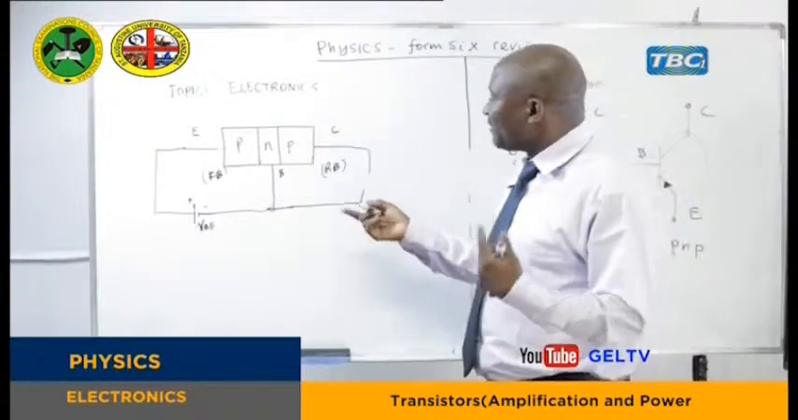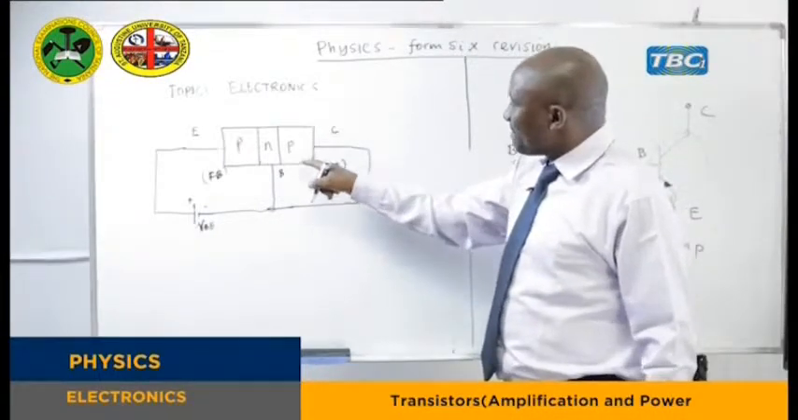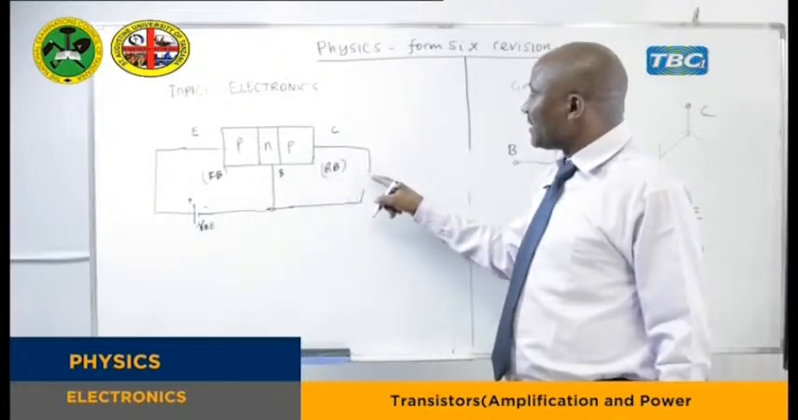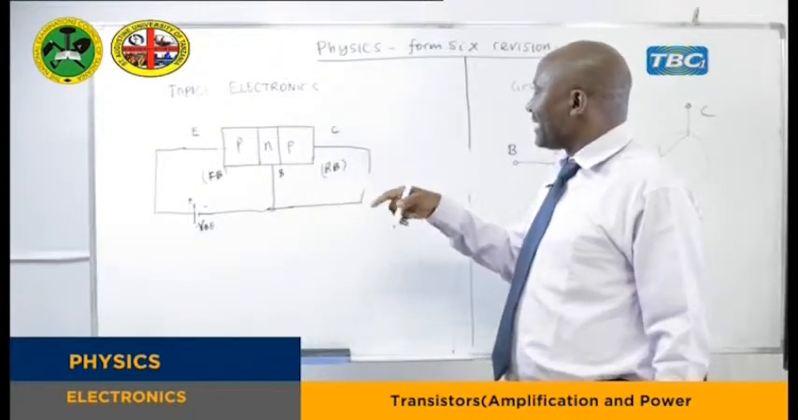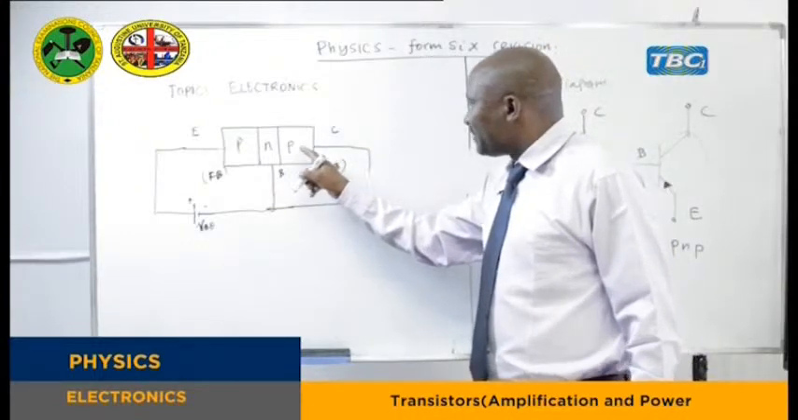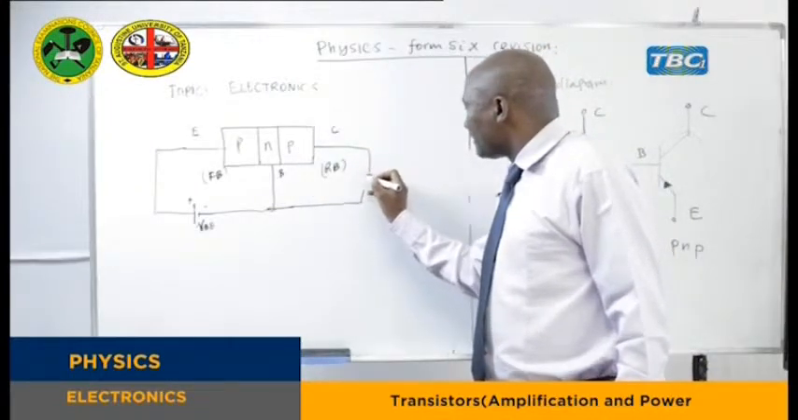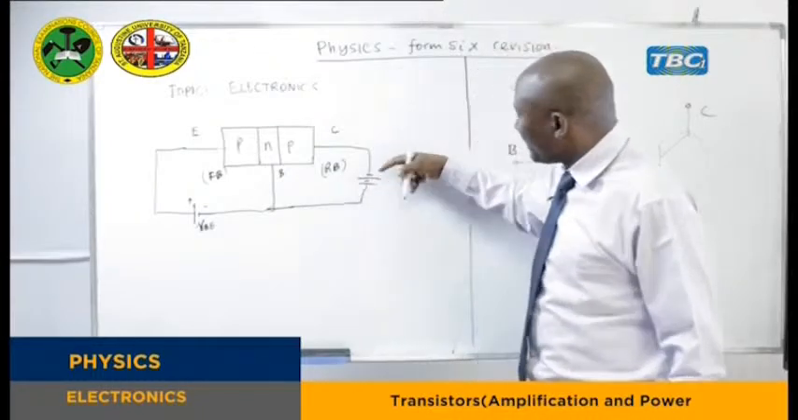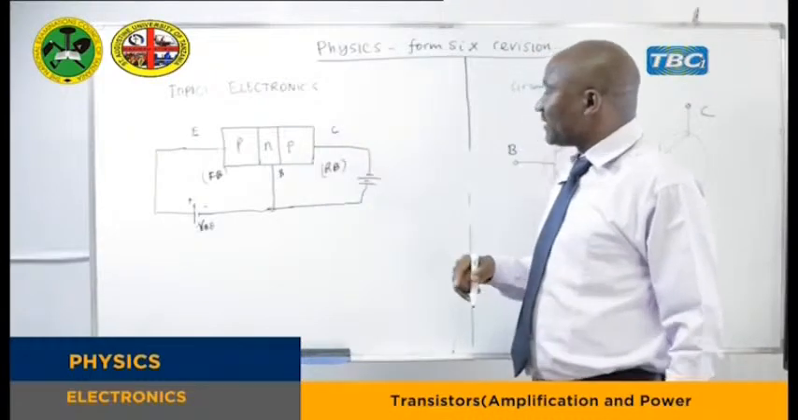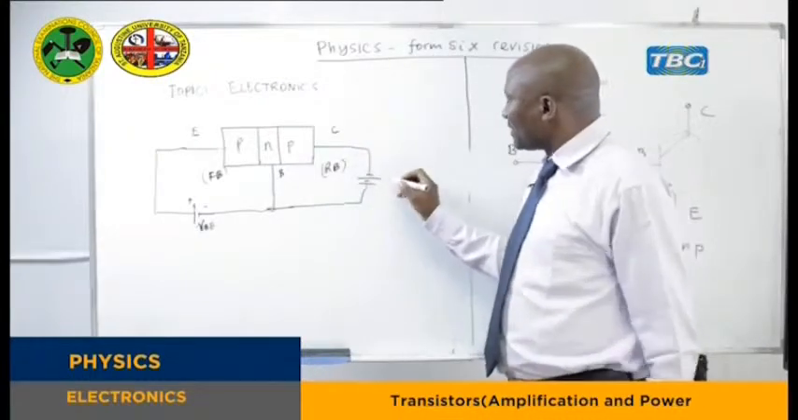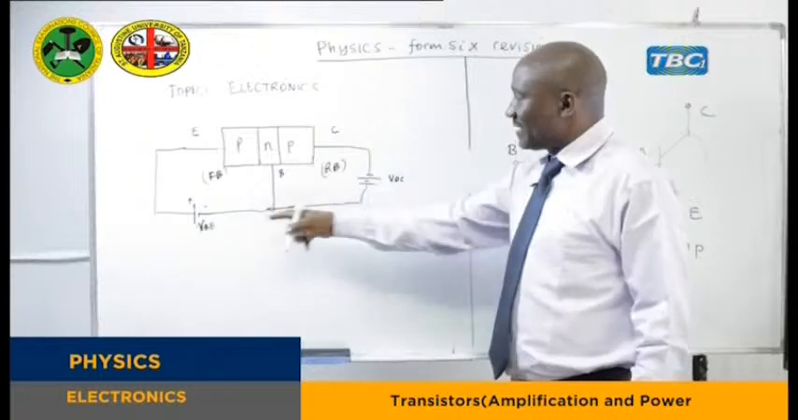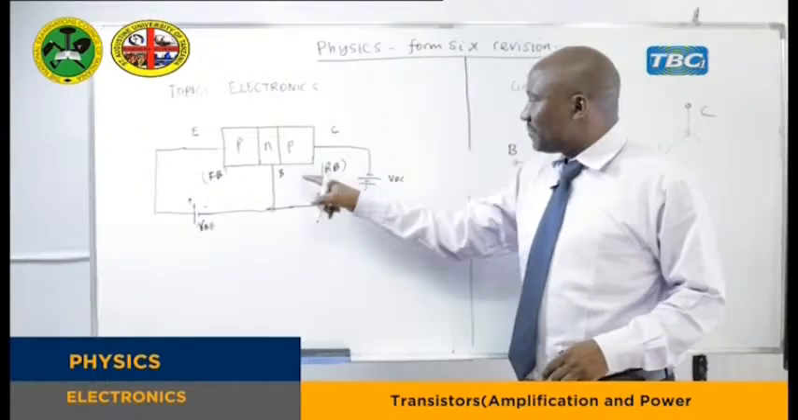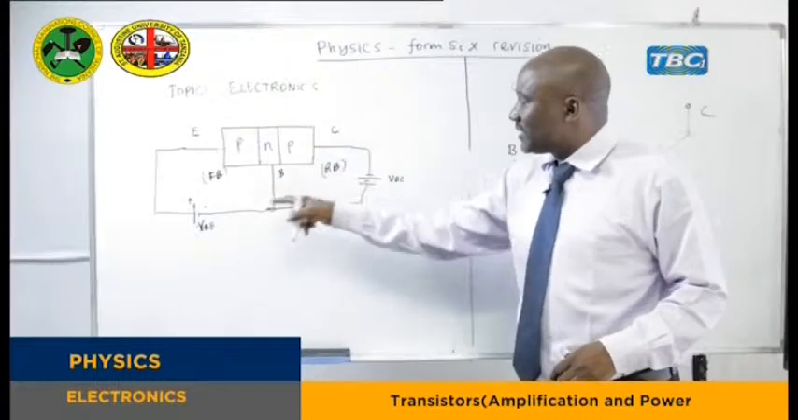On the other side, reverse, the positive terminal of the power supply should be connected to the negative, and the negative to the positive. Here, if this is P, we must have the negative terminal here. This is a negative, this is a positive, and we shall see the reason why we're making this. This voltage should be greater than that. We shall see the reason why we make the voltage across the base collector greater than the base emitter.